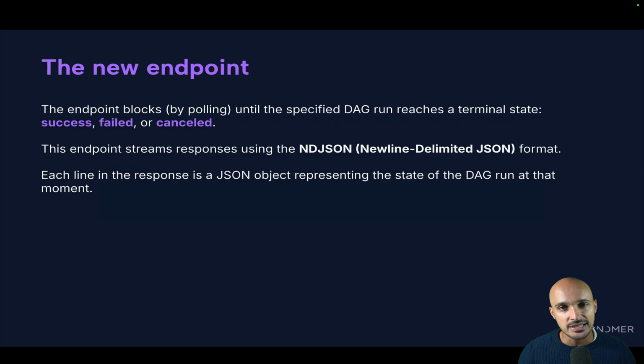And the way it works is pretty simple. This endpoint blocks by polling internally until the specified DAG run reaches a terminal state: success, failed, or cancelled. This endpoint streams responses using the new line delimited JSON format, and each line in the response is a JSON object representing the state of the DAG run at that moment. But enough theory, let me show you that in practice.